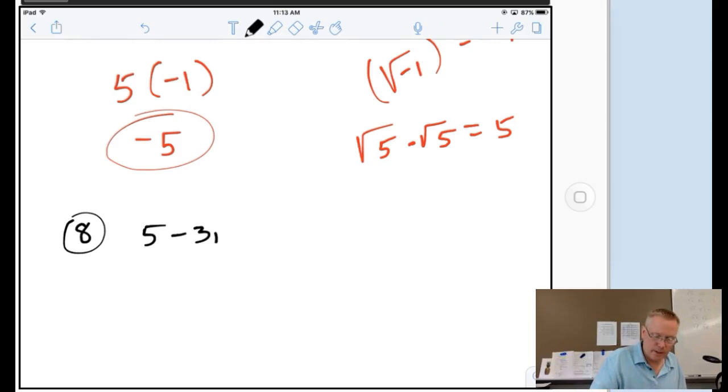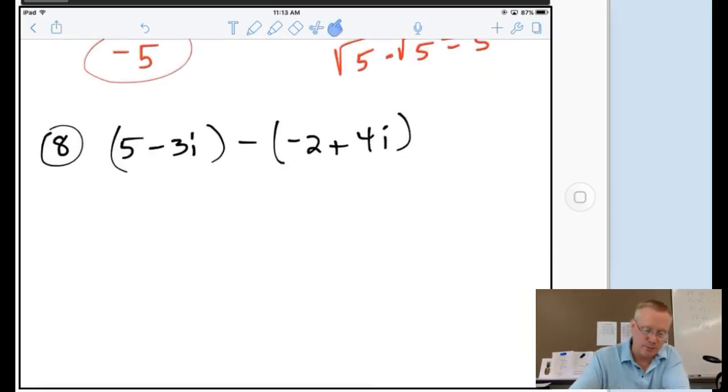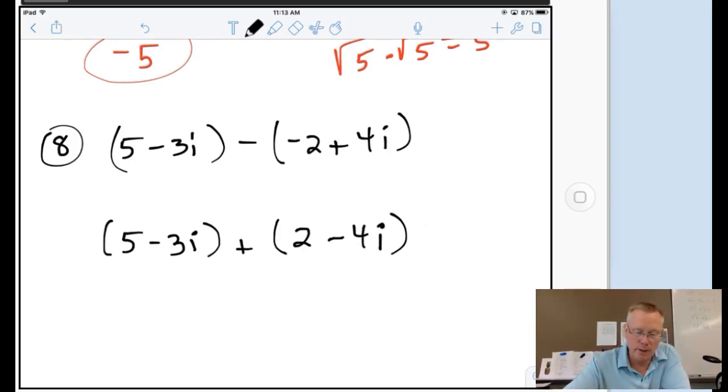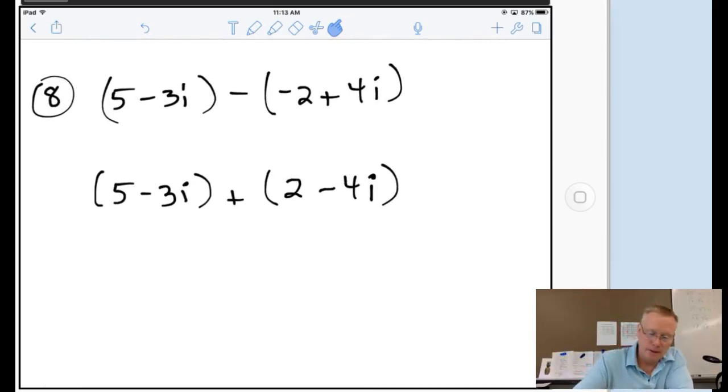Number 9. 5 minus 3i minus negative 2 plus 4i. All right, so this is a subtraction problem. It's got parentheses, which means you're really subtracting everything in there. So what I'm going to do is change all the signs in the parentheses and make this an addition problem. Okay, so I'll make the negative 2 positive 2 and make the 4i subtracting 4i, and make it a plus. I like to do it that way. I make less mistakes.